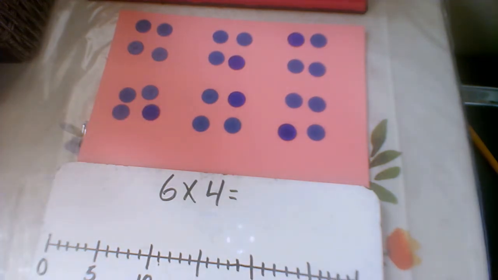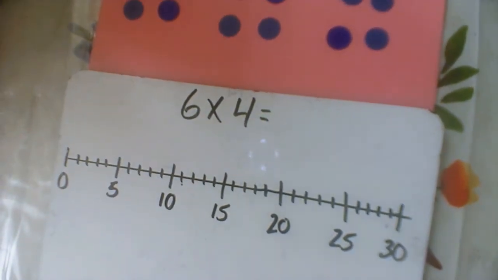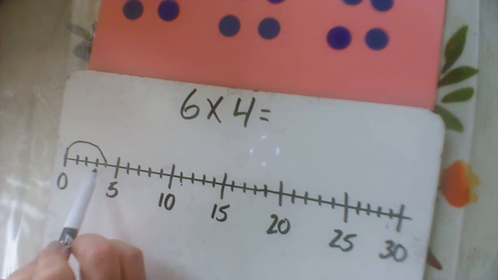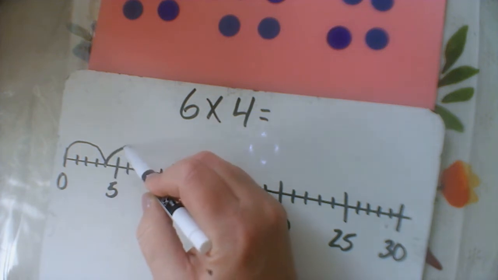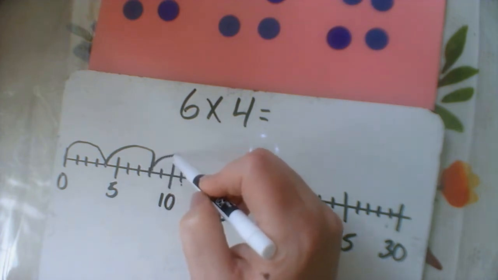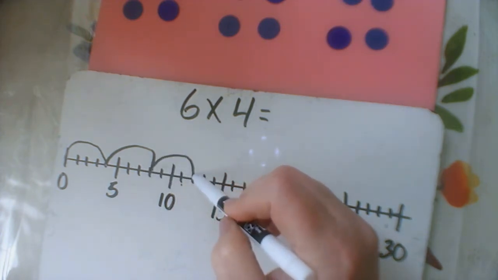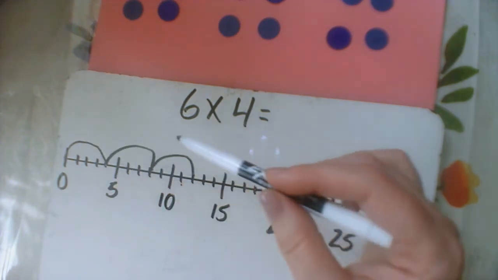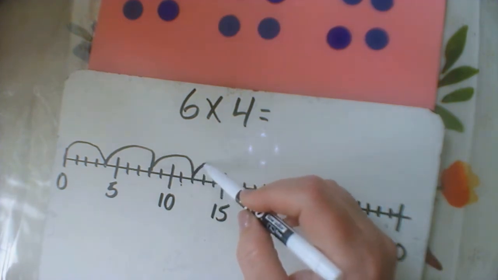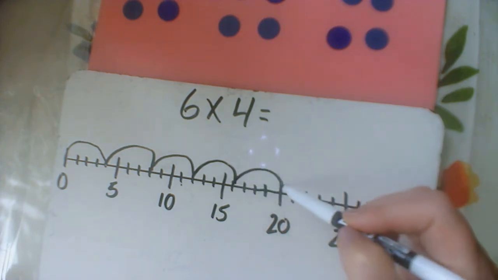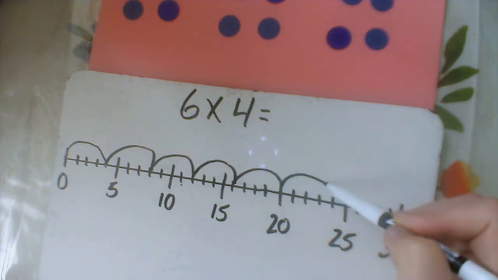So on my number line, I'm starting at 0 and I'm going to go 4. You can see that I'm skipping over 3 numbers when I count by 4s. And then I'm going to go 4 more. 1, 2, 3, 4. 1, 2, 3, 4. And I need to do this 6 times. So here's 1, 2, 3. So I need 3 more groups. 1, 2, 3, 4. And 1, 2, 3, 4.